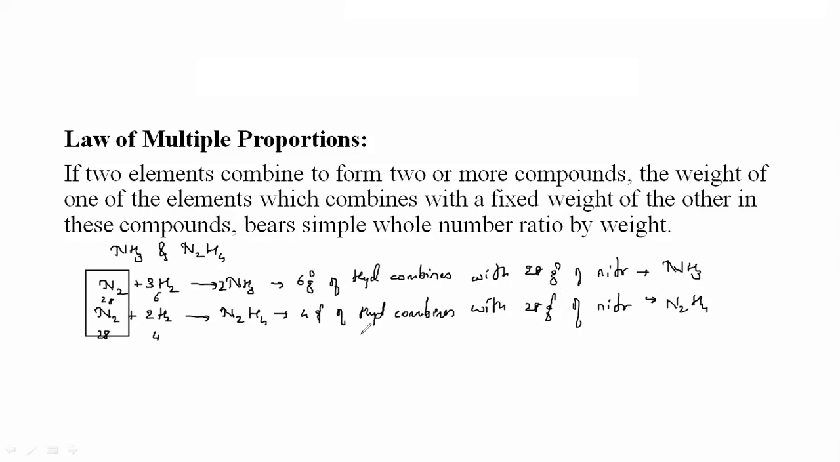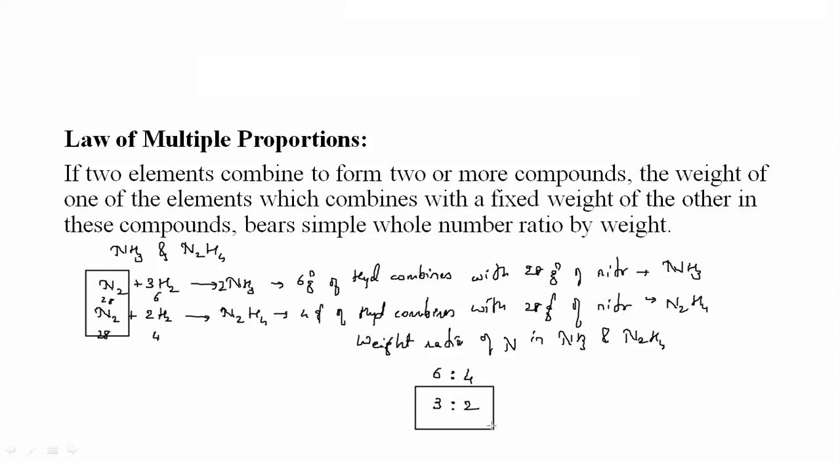So this is varying. If you want to calculate the weight ratio of hydrogen in NH3 and N2H4, what will be the weight ratio? It is 6 is to 4. So a simple whole number ratio, 2 3s are 6, 2 2s are 4. Is it not a simple whole number ratio when you look at this? So it is a simple whole number ratio.